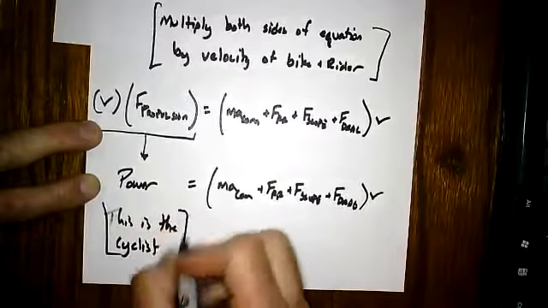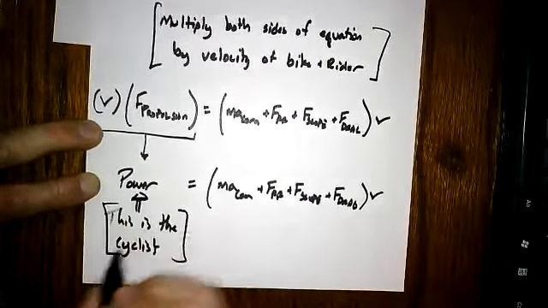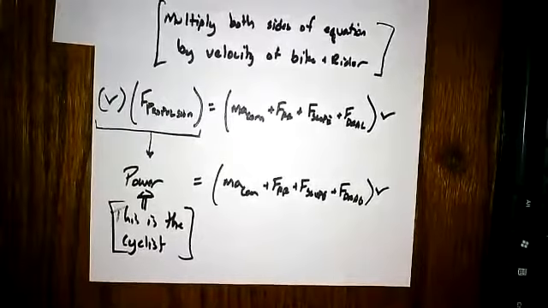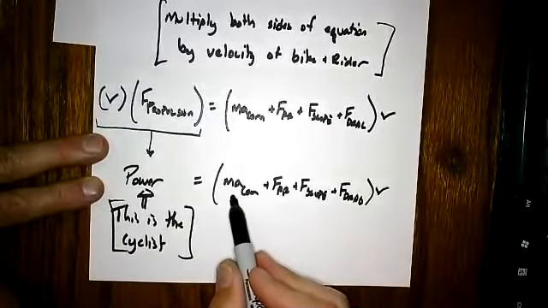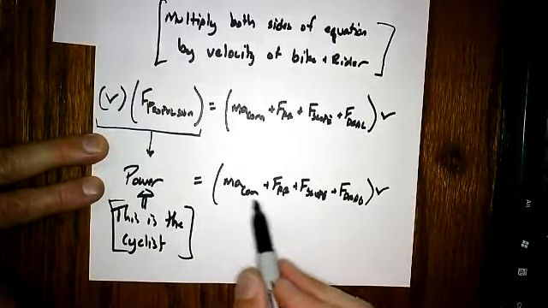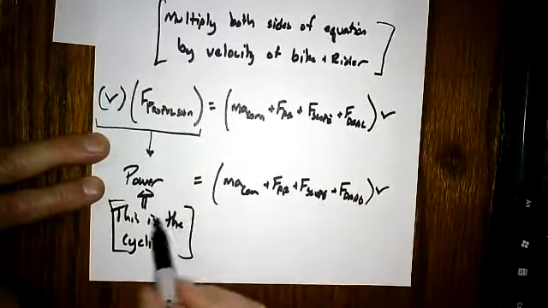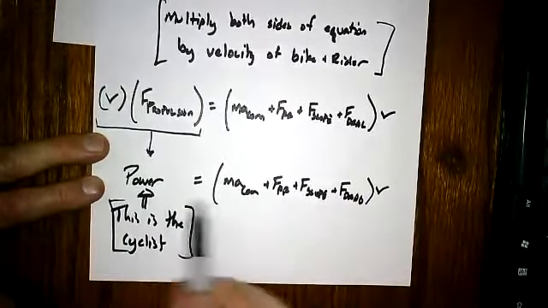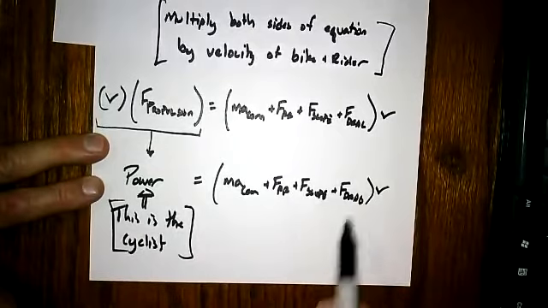Okay, this is what the cyclist does. The cyclist generates power. The amount of power a cyclist generates is such that he or she can cause acceleration of the bike, can cause a rate of change of velocity. Or another way of looking at this is the power necessary to move the bike forward has to overcome rolling resistance, slope resistance, and drag resistance forces.